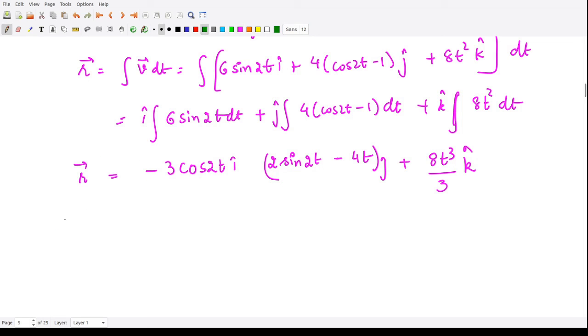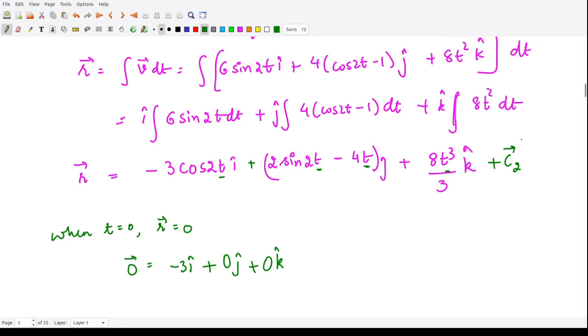Now we are also given that when t is equal to 0, the vector r is equal to 0, right? So this is given to us. So that means you have vector 0, equal to, when you substitute 0 here, minus 3 i cap. When you substitute here 0, it would be 0, so plus 0 j cap, and when you substitute 0 here, you have plus 0 k cap. And moreover, we also have the vector of constant here, that is what we are to calculate. So the vector C2 would be equal to 3 i cap.